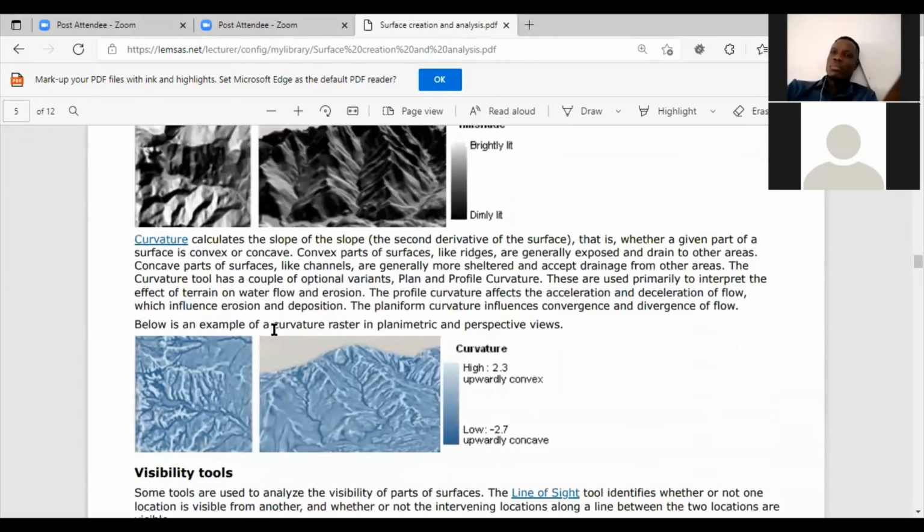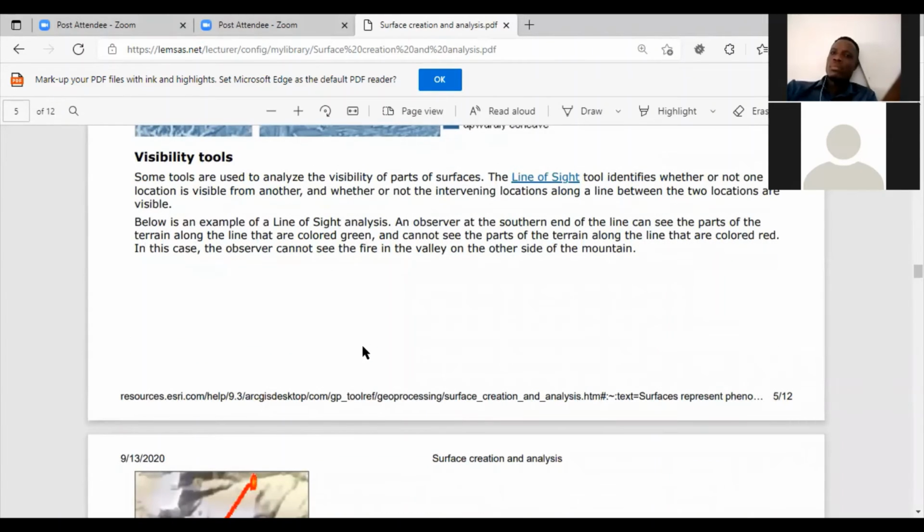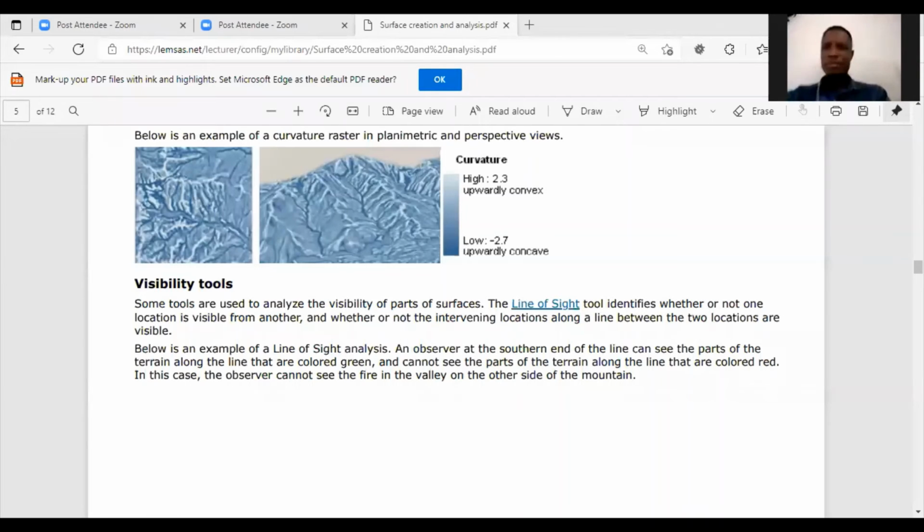Okay, let's leave the curvature tools. Let's go for visibility tools. This is probably the last one we're talking about. This is what we also call the line of sight analysis, or viewshed analysis. Are you okay? Let me tell you what that is. It is about which areas can be seen by an observer. Which places can be seen by an observer. Okay. I'm trying to record again. That is why I went backwards.